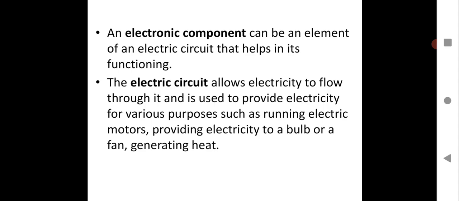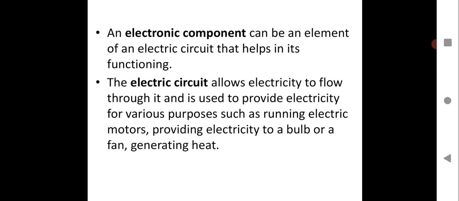Then let us write some important points here. An electronic component can be an element of an electric circuit that helps in its functioning. These are the basic components required for the functioning of the electric circuit, and this electric circuit allows electricity to flow through it, and it is used to provide electricity for various purposes such as running electric motors, providing electricity to a bulb or a fan, or generating heat. All these requirements will be fulfilled when you want electricity to pass through. You require a proper closed electric circuit, and that can be used for various purposes.